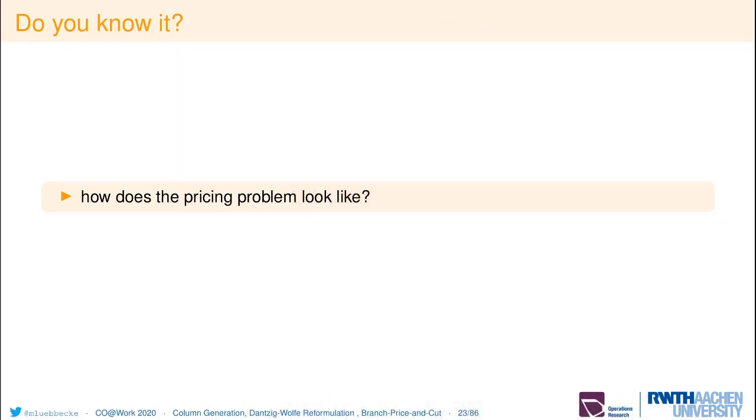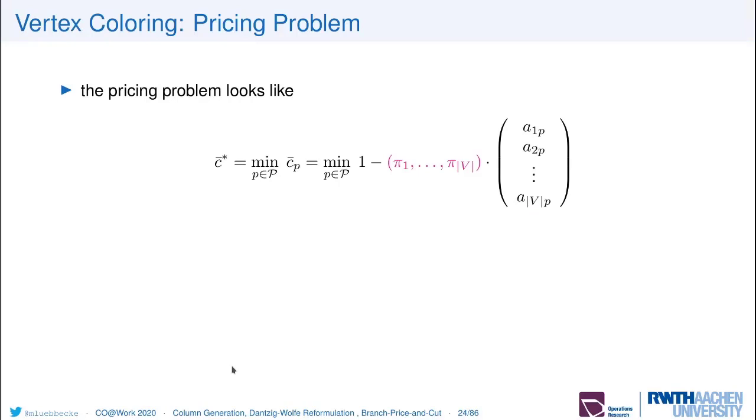So maybe you did the same thing as we did for the cutting stock problem. You just said, okay, I'm minimizing the reduced cost over all these, well, let's say feasible patterns. In this case, these are all the independent sets. And this is the reduced cost formula. It's always the same. It's the original cost, which is also 1 here, minus the dual variable vector times the coefficient column of a variable.